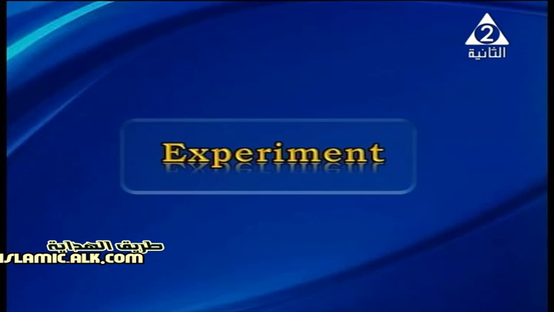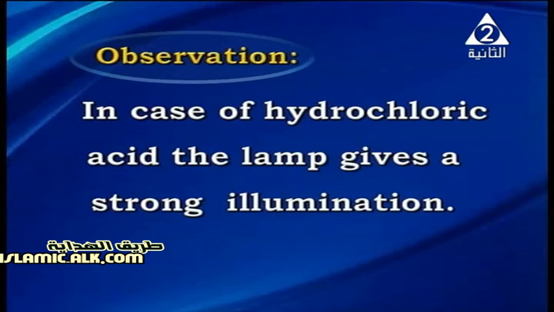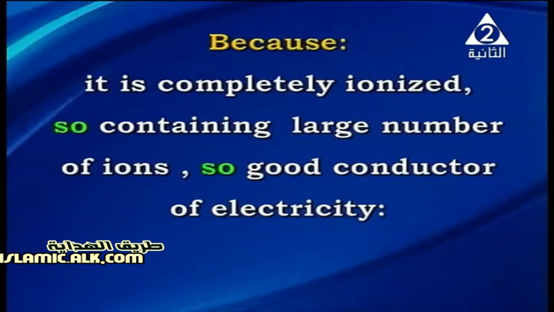Now, my dear student, we have to show the experiment that shows the difference between the strong and weak electrolytes, on passing the electric current through equal concentrations of 0.1 molar hydrochloric acid and 0.1 molar pure acetic acid. The observation here: in the case of hydrochloric acid, the lamp gives a strong illumination, and we have good reason for this point. Because it is completely ionized, so containing a large number of ions, so it is a good conductor of electricity.